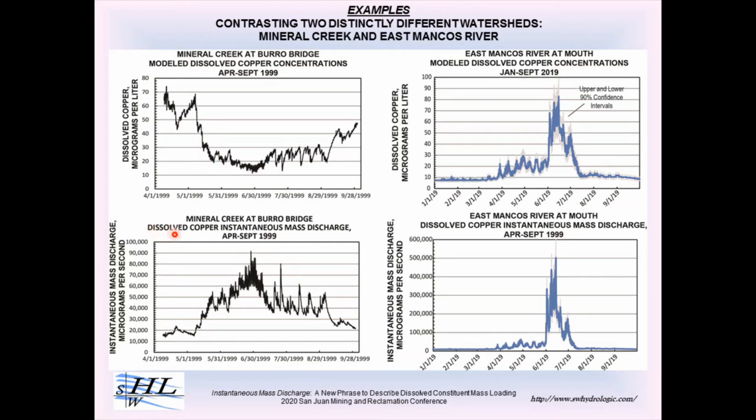So we can continue with the modeling of dissolved copper instantaneous mass discharge. Mineral Creek, we see, despite the decreasing concentrations, we have increasing IMD during the snowmelt runoff period and increasing IMD during these rainfall events. '99 was a wet summer. For East Mancos River, we have dramatic increases in the instantaneous mass discharge, going up to 500,000 micrograms per second.